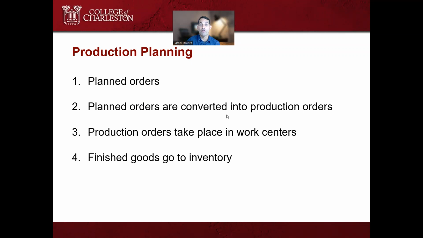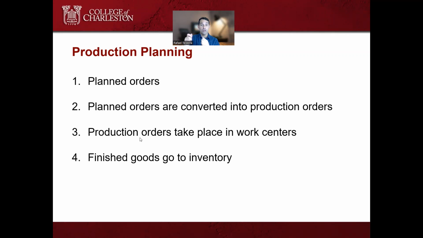Then these orders are converted into production orders. Again, there is a difference between a plan order, something that we plan to do, and then managers sign and convert this into now an order to produce. Okay, that's the difference between plan order and production order. One is what we're planning, and then we turn that into an order to execute.